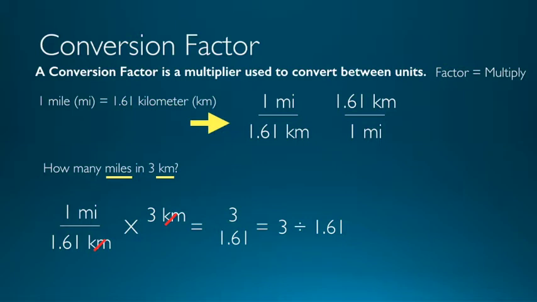So 3 over 1.61 is the same thing as 3 divided by 1.61, which equals 1.86. So in 3 kilometers, there are 1.86 miles. So for this problem, our conversion factor is 1 over 1.61.